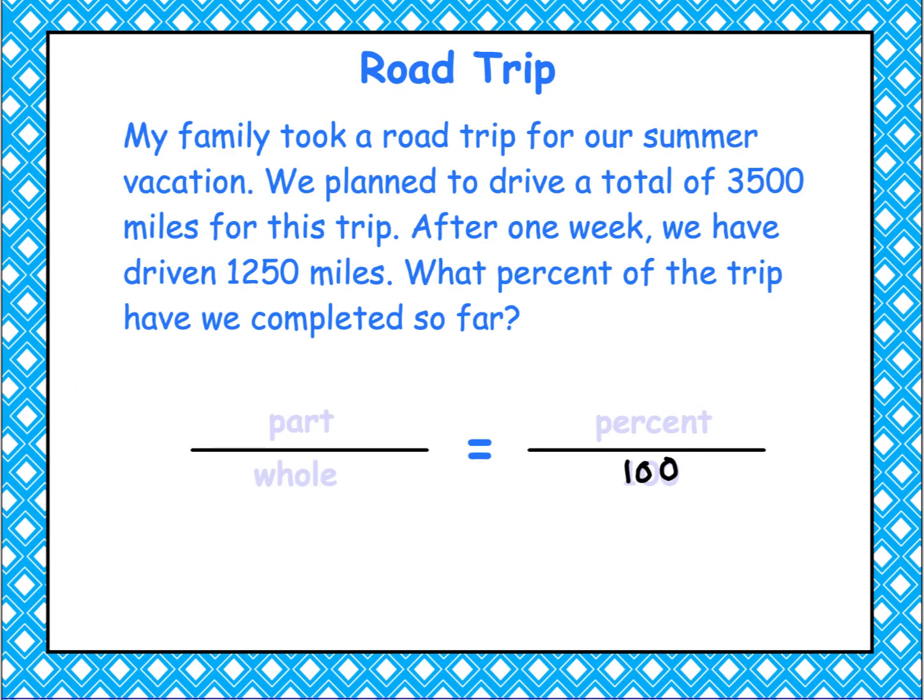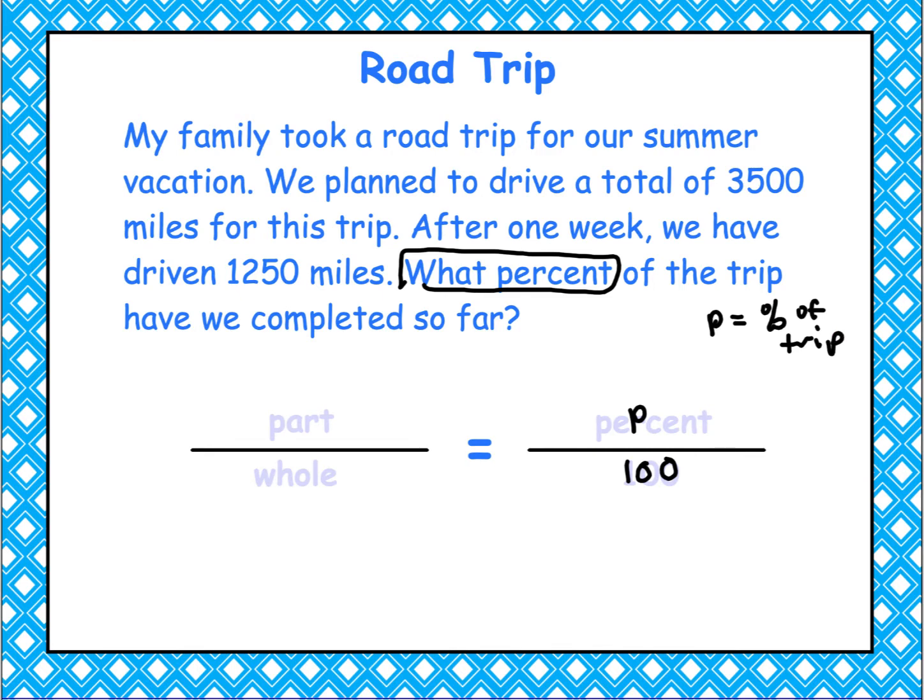So we know 100 has to go in the bottom right. But according to the question, it's asking us what percent, which means we don't know right now what the percentage is, which means we need a variable to represent it. So I'm going to let P, and off to the side, I'm going to put percent of trip. So I'm defining my variable. So what part of the trip have I completed?